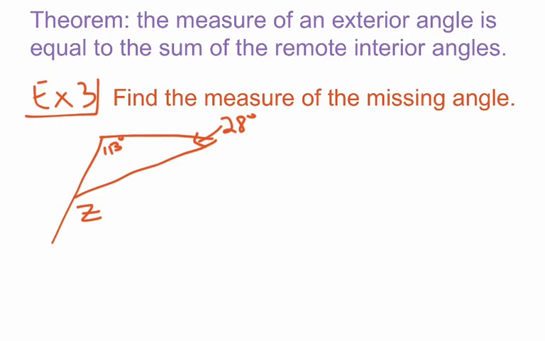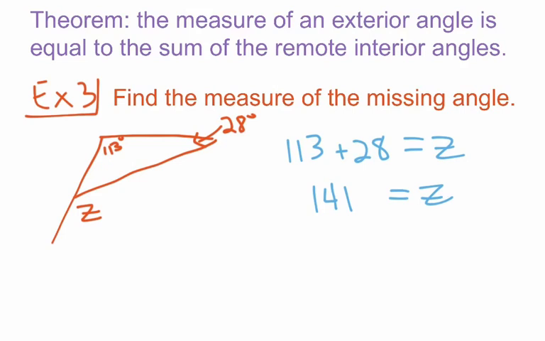So to find the measure of angle Z, it's simply a matter of 113 plus 28 equals Z. This here is the sum of the remote interior angles. This is the measure of the exterior angle, and so we add these together to find this angle. So when we add 113 and 28 together, we're going to get 141 equals Z.